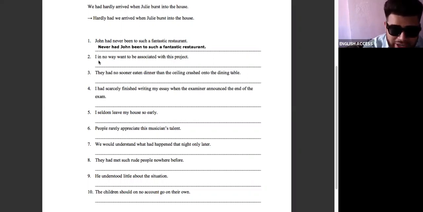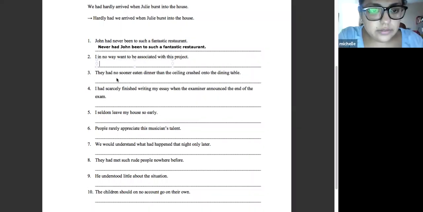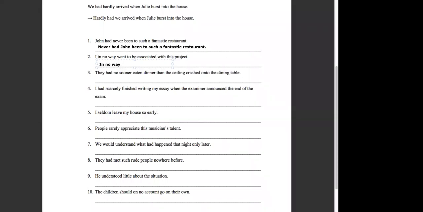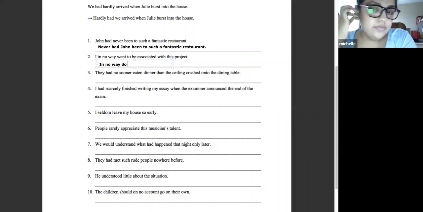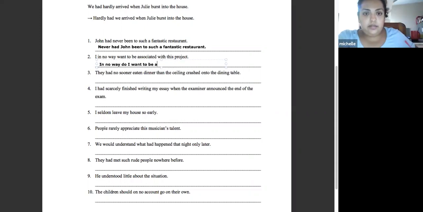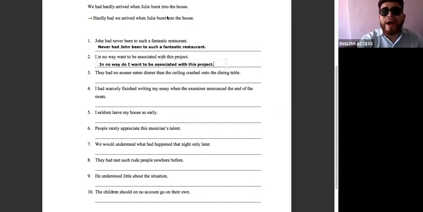Anyways, number 2. I in no way want to be associated with this project. What is the negative, or in this case, limiting adverb? In no way. Okay, the sentence is in the present, so what auxiliary do we use? Do. In no way do I want to be associated with this project.